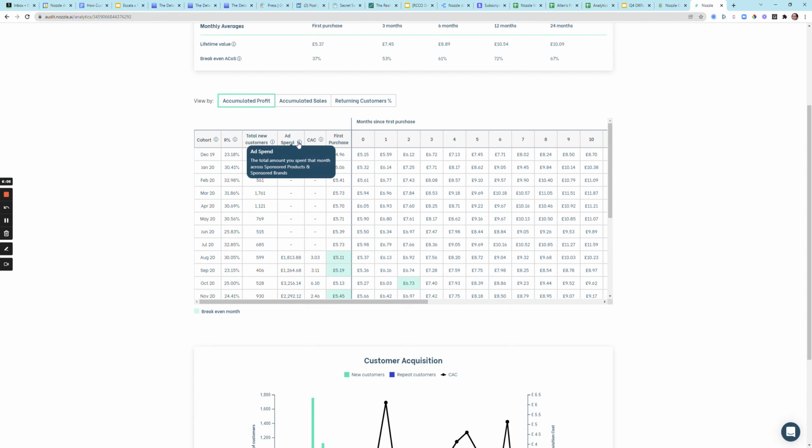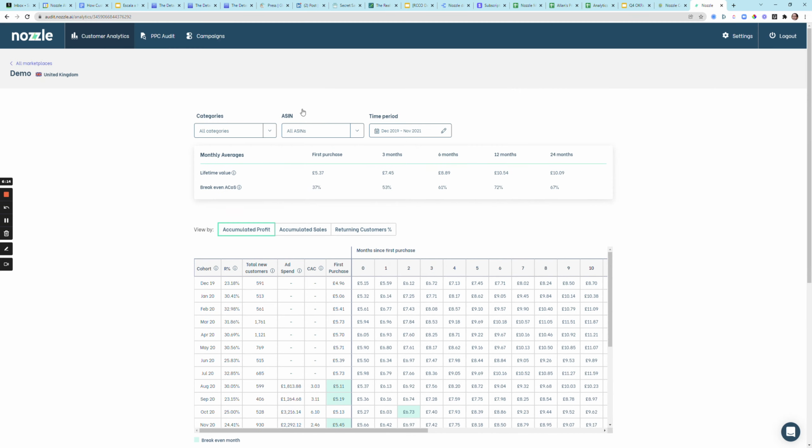So this is adding up sponsored brand, sponsored product, sponsored display, per month. Per ASIN, if you're going to select an individual ASIN up here, for instance. Customer acquisition cost. So this is how much you've paid in advertising to acquire a new customer that month. And it's simply the ad spend number divided by the new to brand number, right?